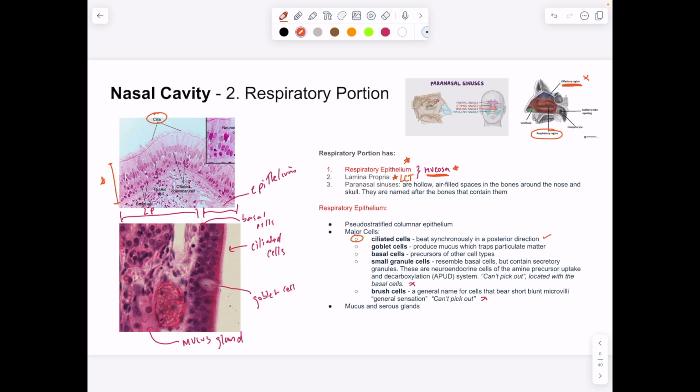They're wanting to expel material. We have our goblet cells, which you can see one here. Here's another goblet cell. They're lightly stained. They're going to produce mucus. Our basal cells are going to be down at the bottom of our basement membrane right here. So here's another one right there, the basal cell. And they can divide into other types of cells.